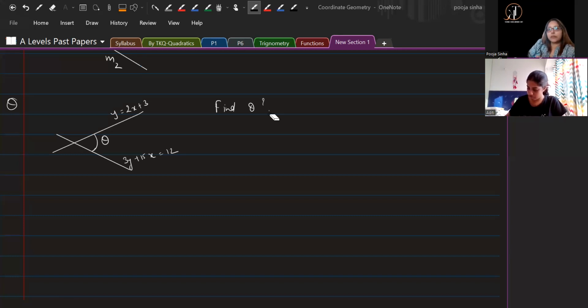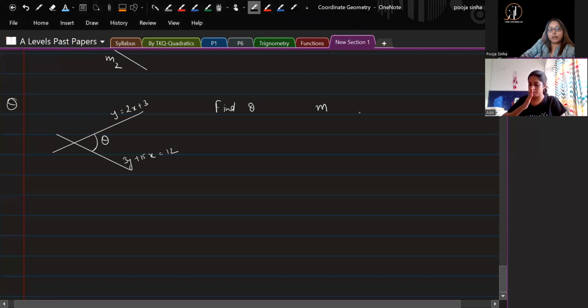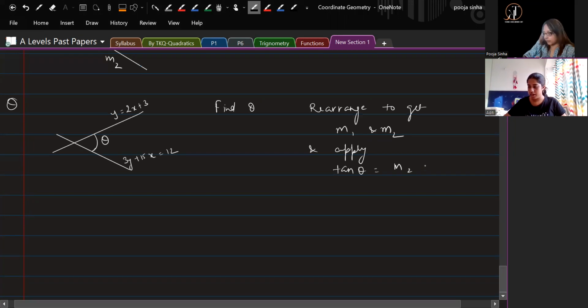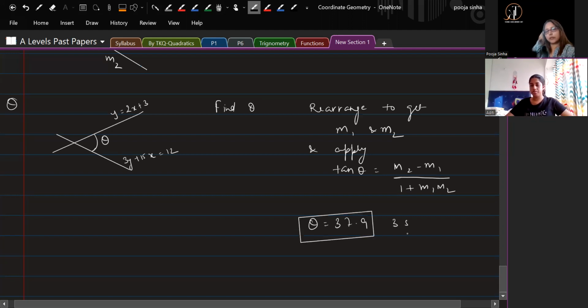Absolutely. So आपने क्या किया इसमें? You figured out what is m1 by rearranging, right? Yeah, I did that. And then I used the formula m2 minus m1. So it is minus 15 by 3 minus 2, so that will be minus 7. And then divided by 1 plus bracket minus 15 by 3 into 2. So your answer will be coming as minus 10 because 1 cancels 5. So theta you got as 37.9, in 3 significant figures.